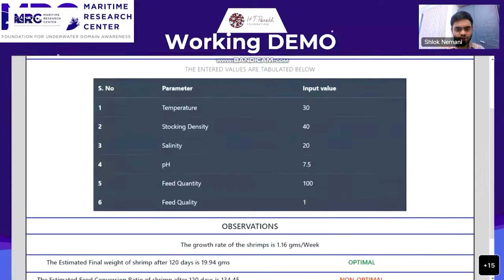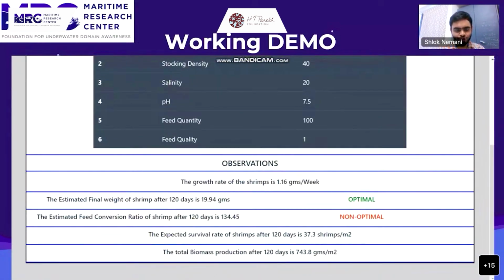And this is for shrimps. From the organizations, we also have some data that for L1, around 18 to 19 grams is optimal. It can go up to 27 grams per shrimp. So that's also one kind of estimation. We have taken the threshold value to be around 17 grams. If the final weight of the shrimp is less than 17, then it's non-optimal.